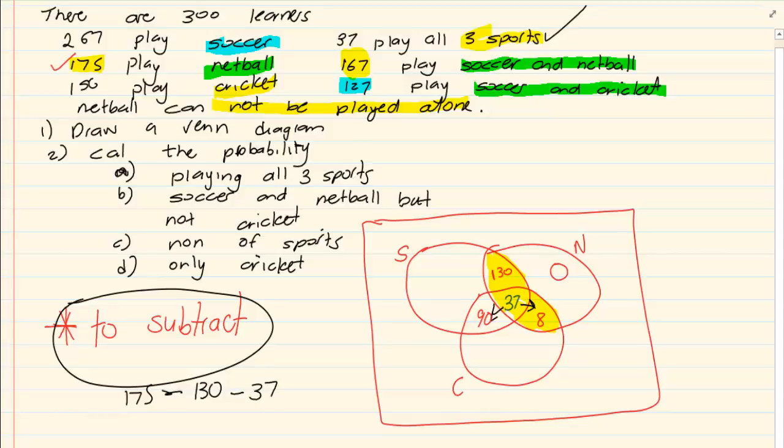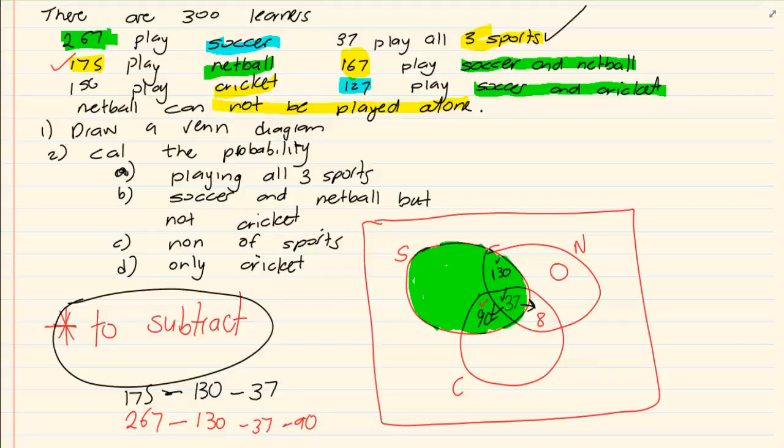Now let's go to soccer. The entire soccer is going to be this entire circle, which now means this entire circle must equal 267. Okay, so what am I going to do? I'm going to say the entire amount of players is 267. I'm going to subtract 130 because I've already counted them at this level. Then I'm going to subtract 37 because I've counted it in the center. And I'm going to subtract 90, which gives me 10. Which means there are only 10 players that are playing only soccer and no other sport. Now you are done with the soccer.